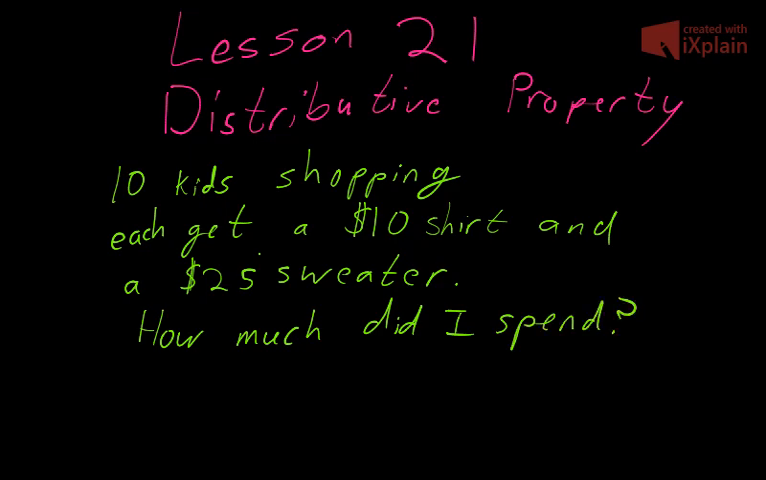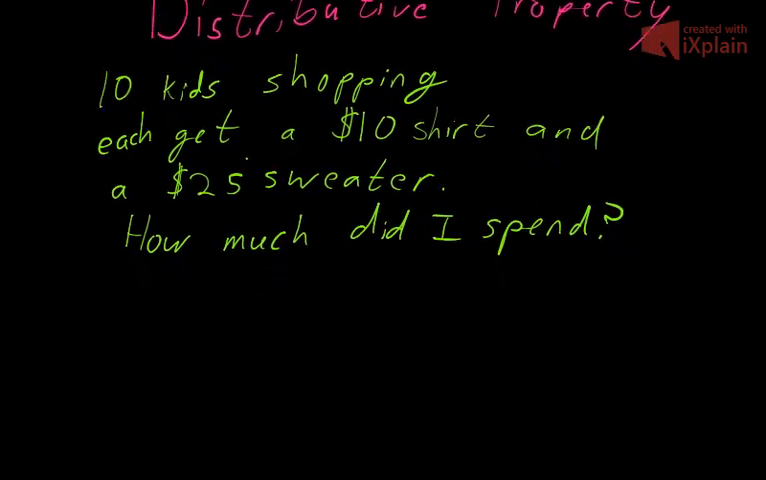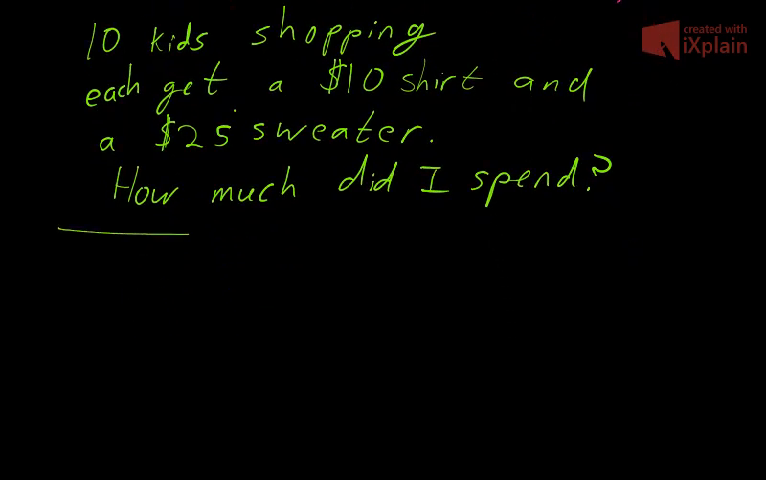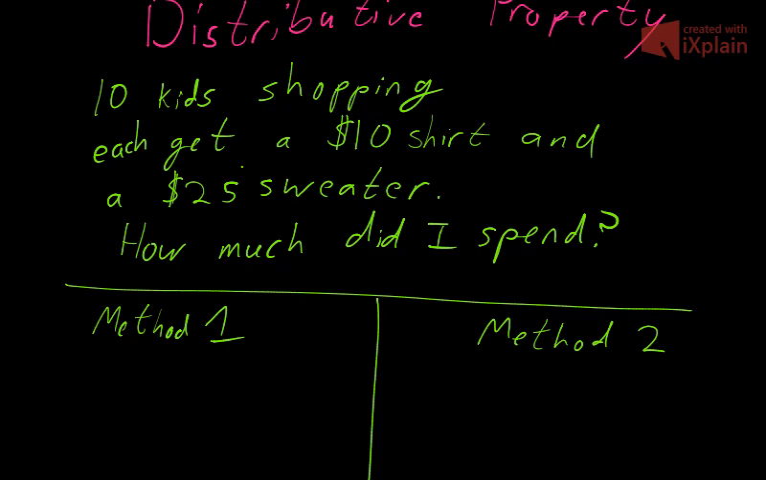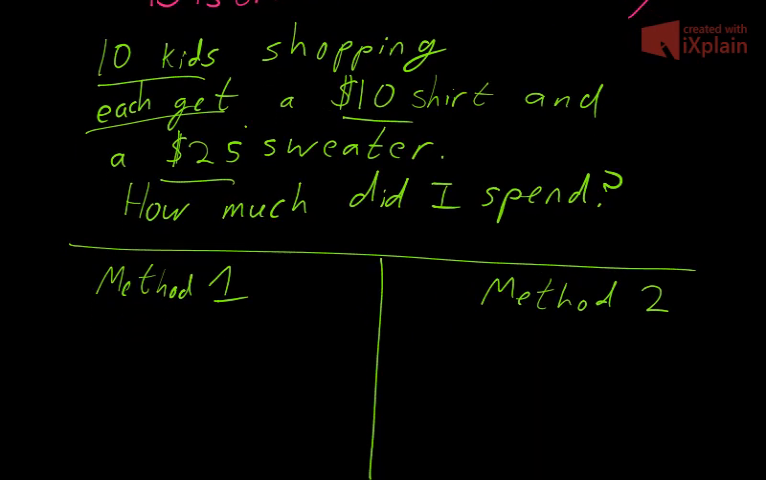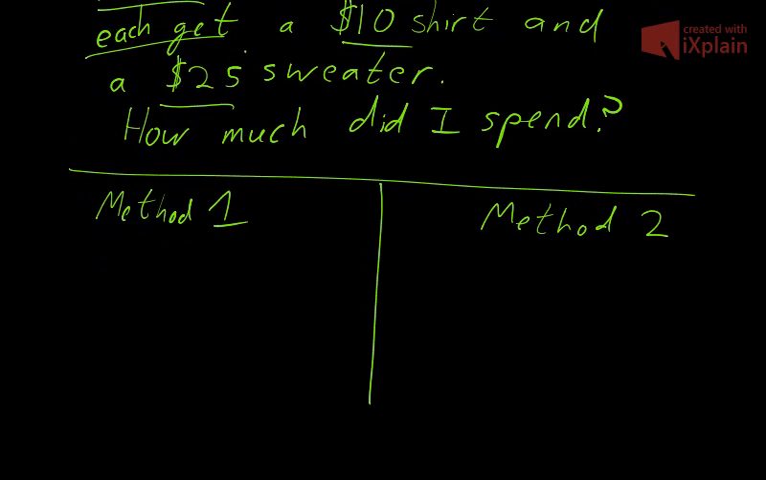So I hope this isn't a terribly hard problem for us. We've probably seen much harder problems than this. I just want to point out to y'all that there's two different ways to do this. We're going to have two methods, method 1 and method 2. As I go through this, I want to think about my problem. I know there's 10 kids. Each get a $10 shirt and a $25 sweater. That's what's important. Method 1, I'm going to think about how much per kid.